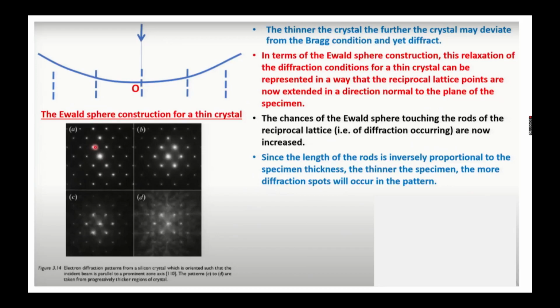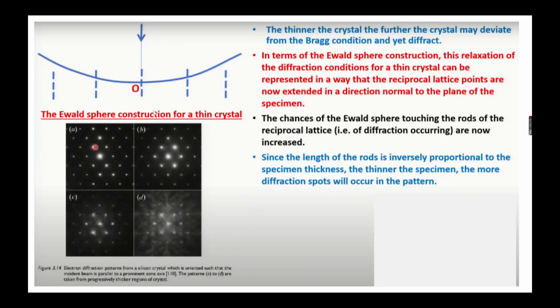So here, when you construct the Ewald sphere, there will be a relaxation of the diffraction condition for a thin crystal. This means the reciprocal lattice points are now extended in a direction normal to the plane. Suppose your beam is coming, and this is the plane, so it is the normal to the plane of the specimen.